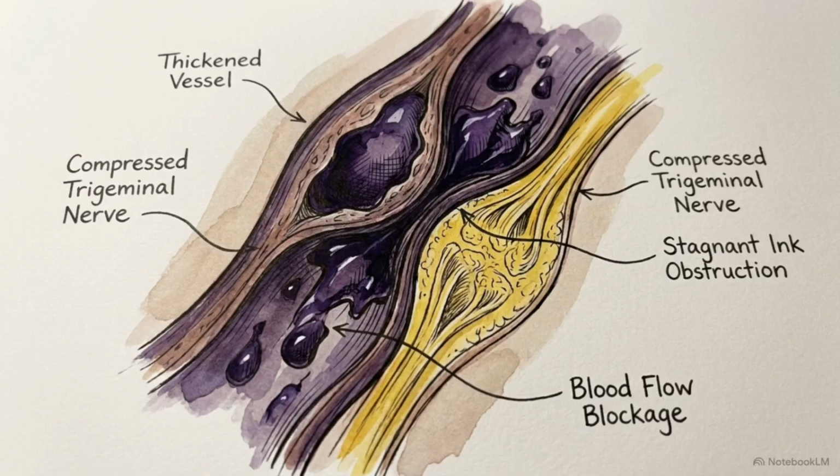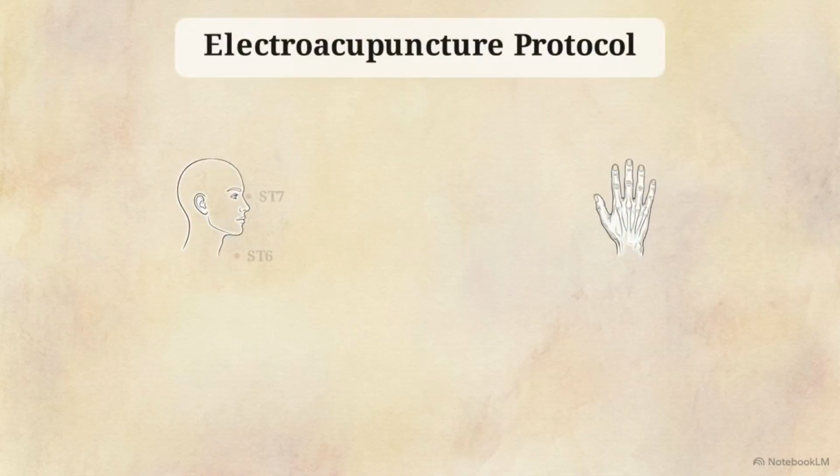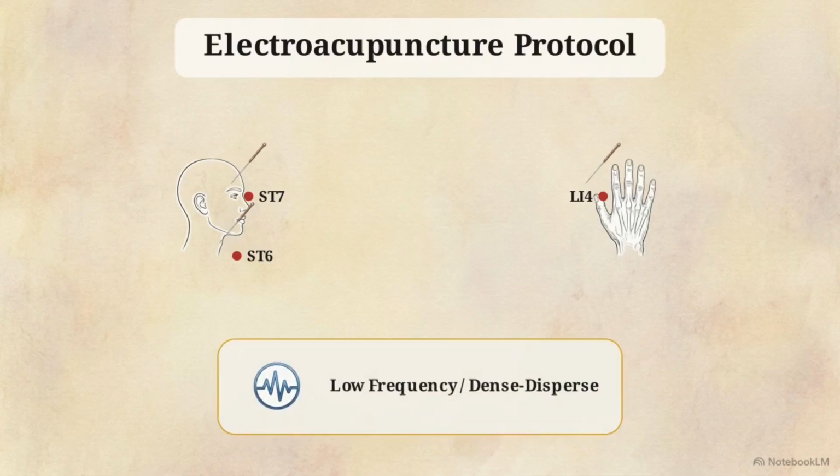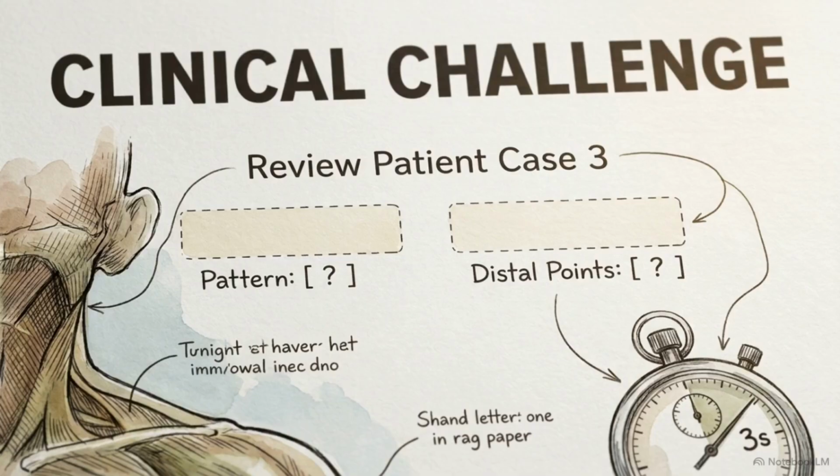For long-standing nerve compression, manual acupuncture alone is often insufficient to resolve the blockage. This schematic outlines an electroacupuncture protocol for stasis. Pairing points like ST6 to ST7 locally and LI4 to ST44 distally at a low-frequency or dense dispersed setting helps open the collaterals. Look at this clinical challenge panel.